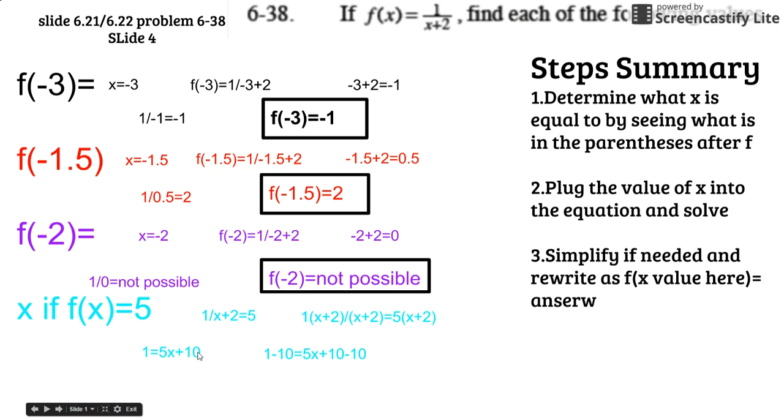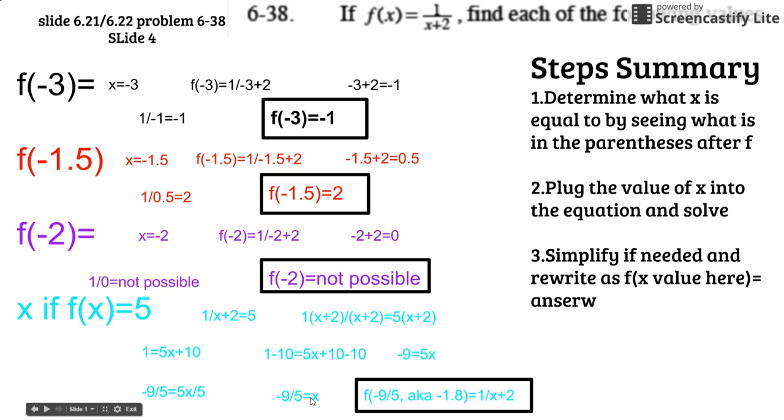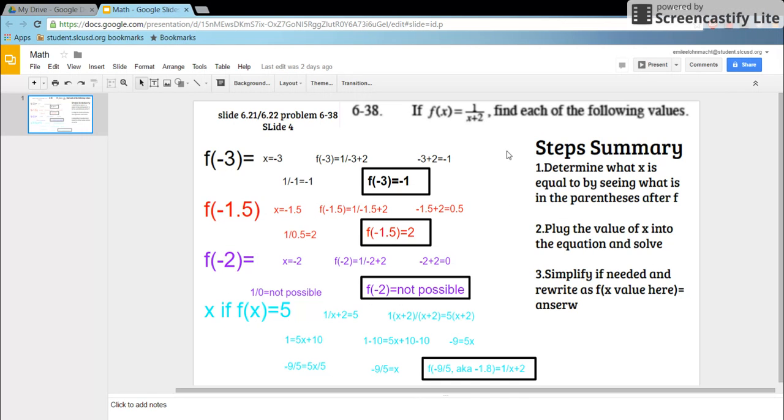So we subtract the 10 to do inverse relationships, and we get -9 equals 5x. So we're going to divide by 5 on both sides to get x by itself. And we get -9 divided by 5 equals x. So the solution is -9/5, also known as -1 4/5, because that's what it's equivalent to. And that's how you solve the problem.